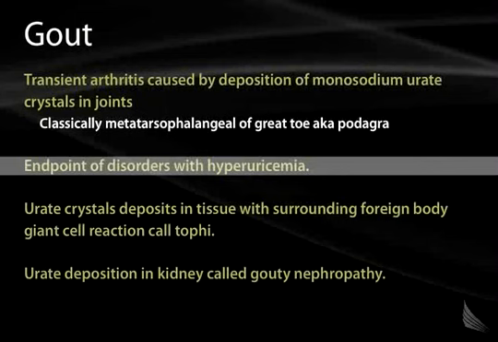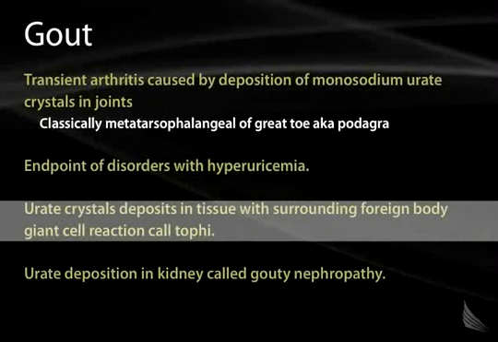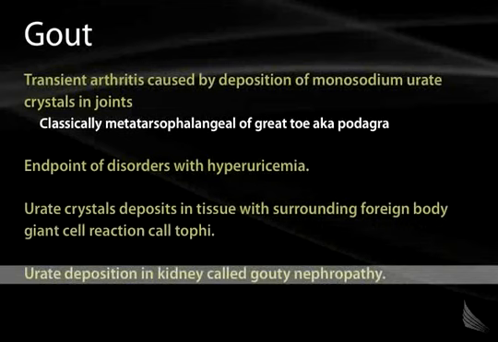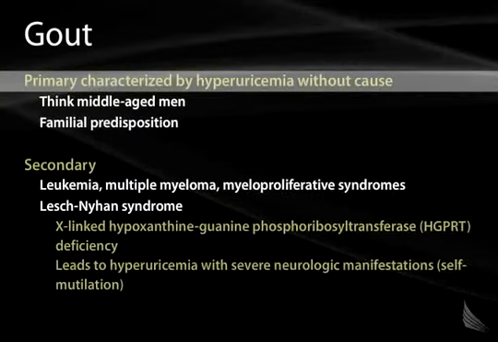What one sees when one looks at tissue from the affected joint is the presence of urate crystals deposited in the surrounding tissue with a foreign body giant cell reaction creating what is called a tophi. We will show you an example of this in a moment. Urate deposition in the kidney can lead to a gouty nephropathy. Gout, again, is primarily characterized by hyperuricemia, whose primary cause is unknown.